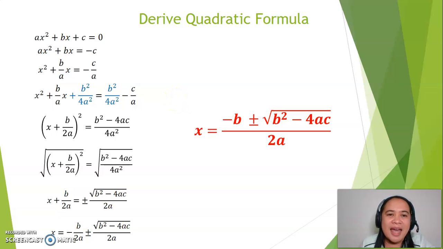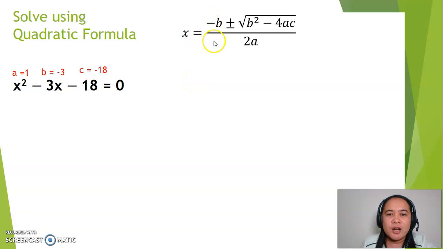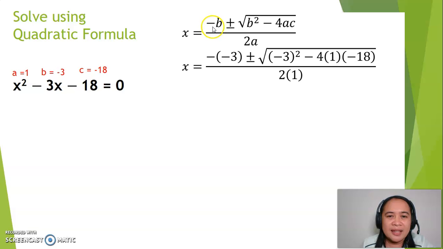Now, let's have an example. Solve the following equations using quadratic formula. In this case, the value for a is 1. The value for b is negative 3. And the value for c is negative 18. Now, substituting this in the quadratic formula, we will end up with this. So, negative b is negative of negative 3. b squared is negative 3 squared. Minus 4, the value for a is 1, and the value for c is negative 18. All over 2 times a, which is 1.